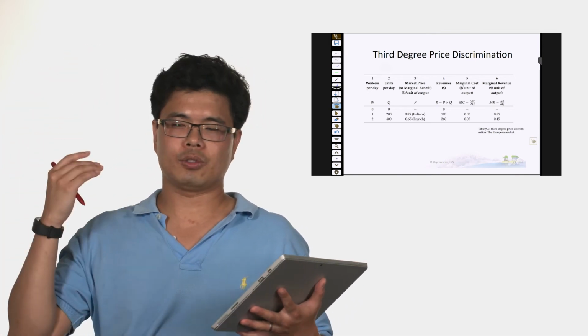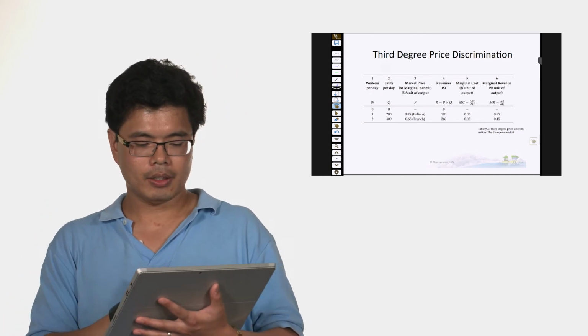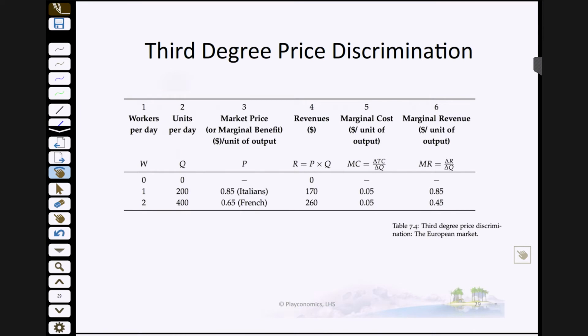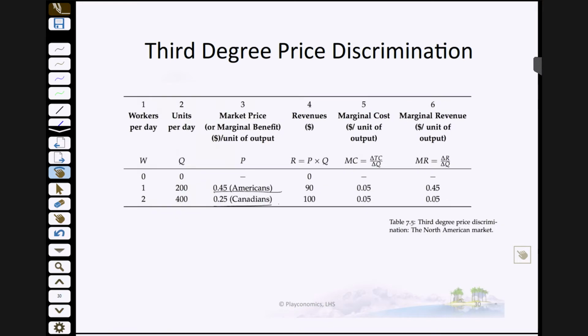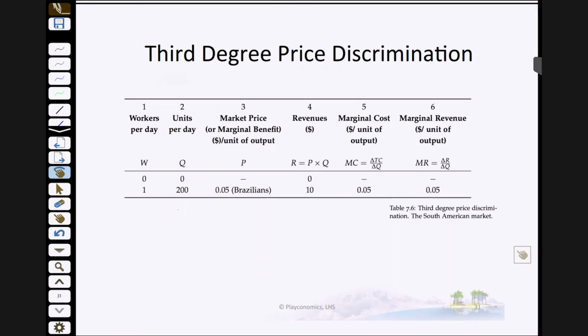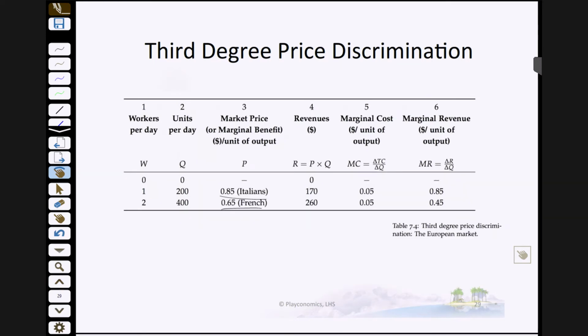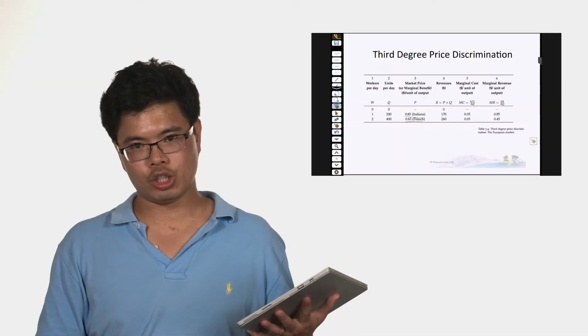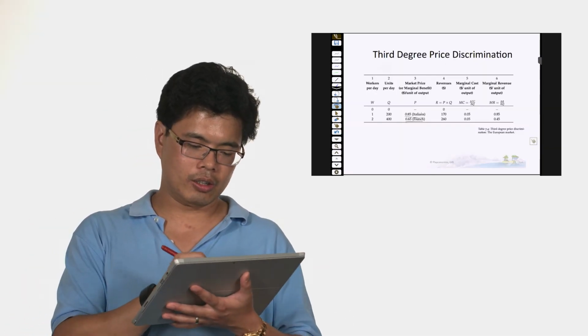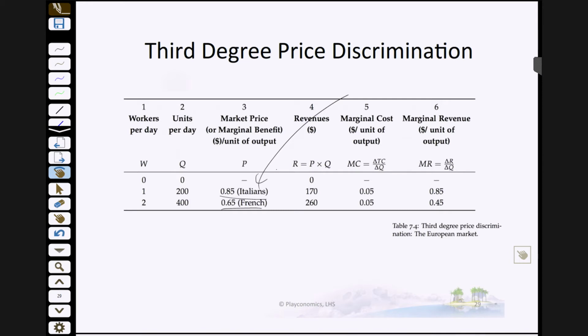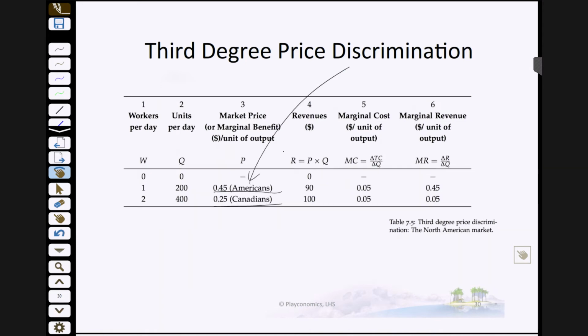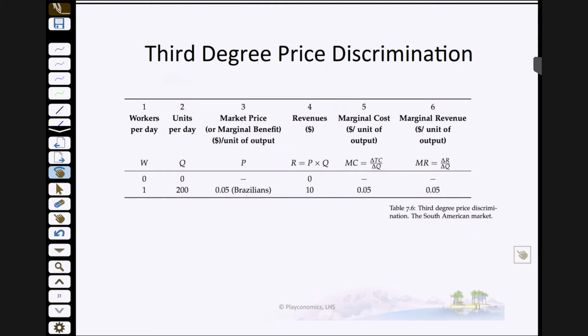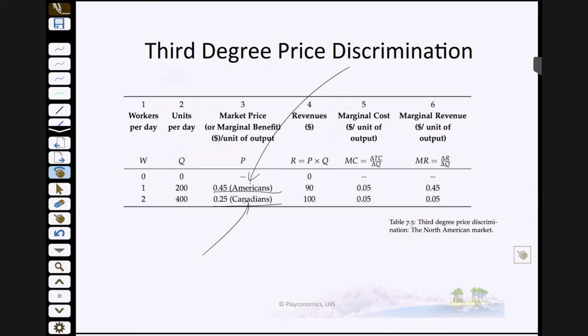If you go back 10 or 20 slides, you would have seen a market where we had different prices for Italians, French, Americans, Canadians, and Brazilians. If you were applying first degree price discrimination, you would be saying, I can charge the Italian exactly 85 cents, the French 65 cents, Americans 45, Canadians 25, and Brazilians 5 cents. That's effectively what you're saying.